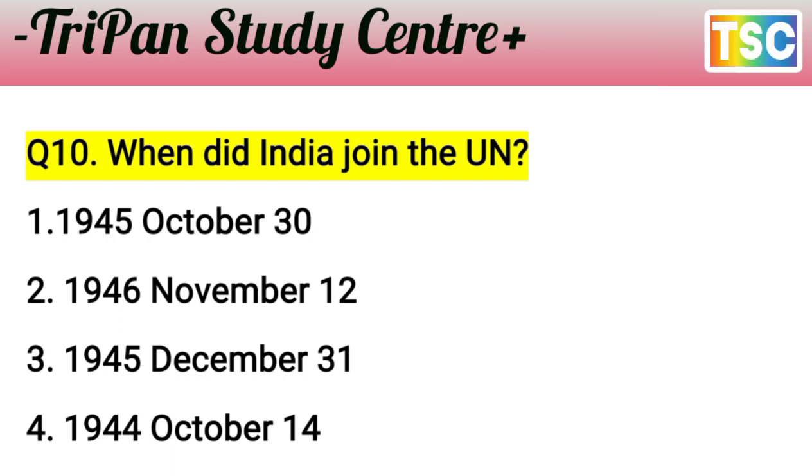You understand what is the question? This answer. Option 1 is October 30, 1945. Option 2 is December 31, 1945. Two options are there, but which answer is correct here? The correct answer is A, October 30, 1945. On 30 October 1945, India joined the UN. That's clear. Option 1 is correct.